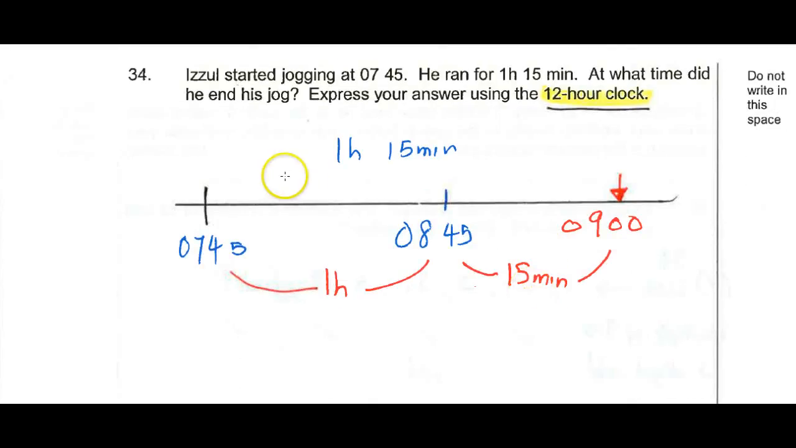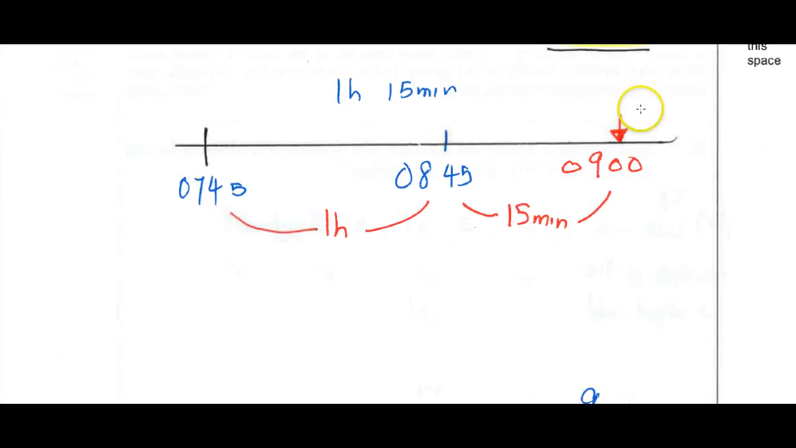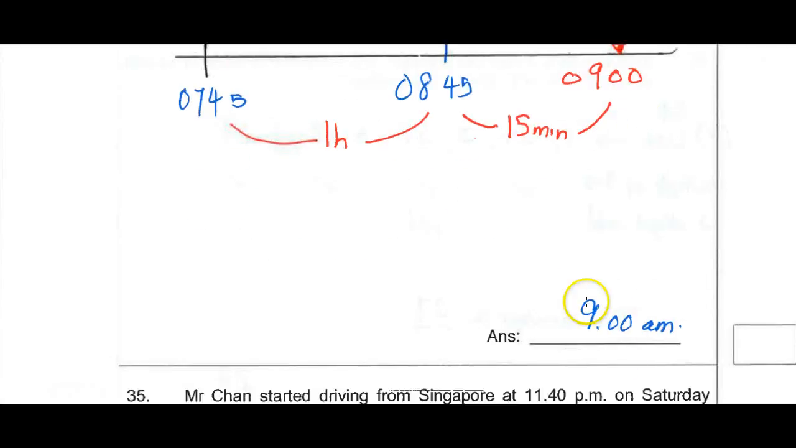Now, Izu started jogging at 7:45 in the morning. Here, 7:45. He ran for 1 hour and 50 minutes. So 1 hour will be 8:45. 15 minutes more, it will be 9 a.m. Now, this 9 a.m. here is in the 24-hour clock. You are needed to write down your answer as a 12-hour clock. So it will be written this way. The 12-hour clock is 9 a.m.